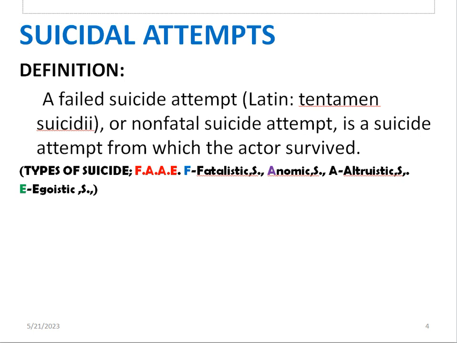Just a little bit to understand what suicide attempt is. Suicide attempt is a failed suicide action, an action that may be taken to take one's own life, but that person ends up surviving from that attempt. So in short, it's a non-fatal suicide act, or an act that results in the actor surviving.